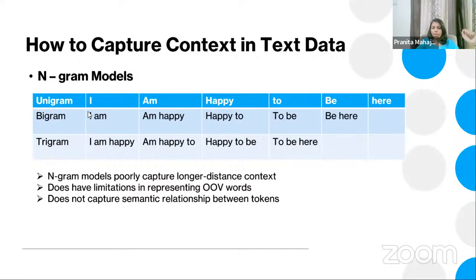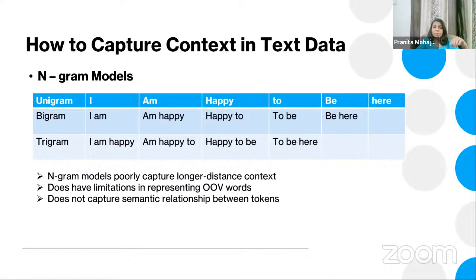I can go up to 5-grams, 6-grams, but when I'm trying to analyze the whole discourse of a document, I may be interested in finding the relationship between the first sentence in the document and the last sentence. My N-gram model will be quite complex if I keep increasing the value of N, and if I keep N small, it may not be able to capture the longer-distance context. It also has the limitation of out-of-vocabulary words.